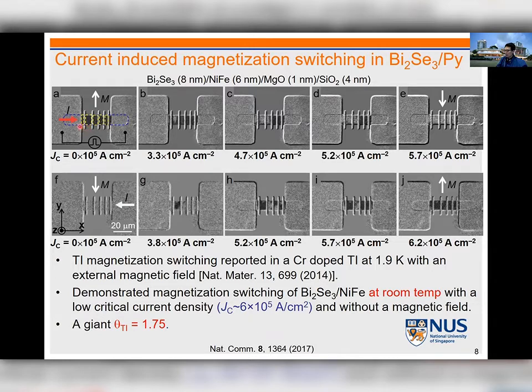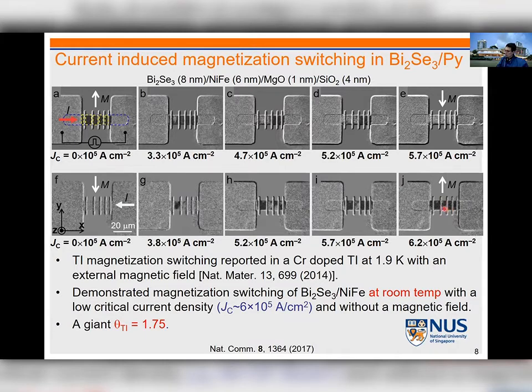We can inject the charge current from the left electrode, and all the black color indicates the magnetic domains are saturated in this direction initially. Then we can see white domains spread, and eventually all the magnetic domains point in the opposite direction. Then we can apply charge current from the right electrode, and then we can go back to the initial magnetic configuration.